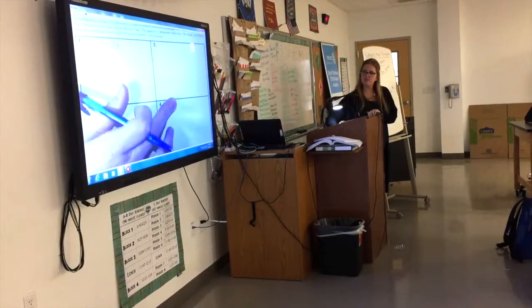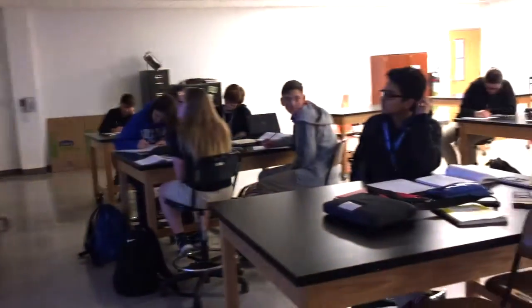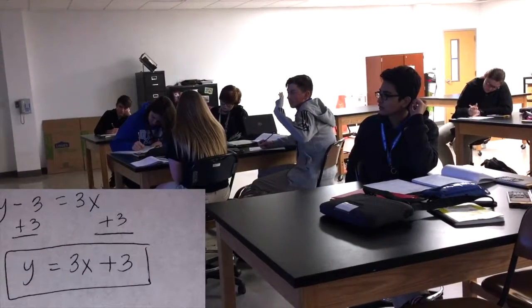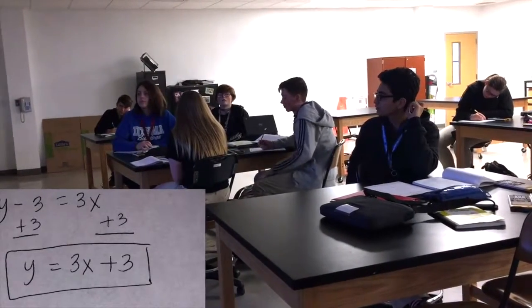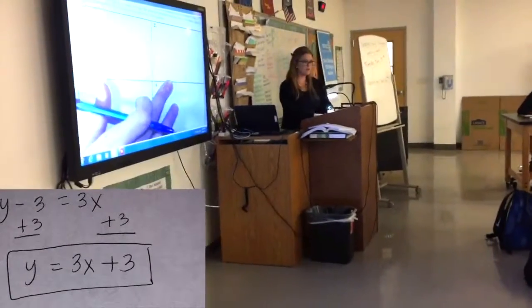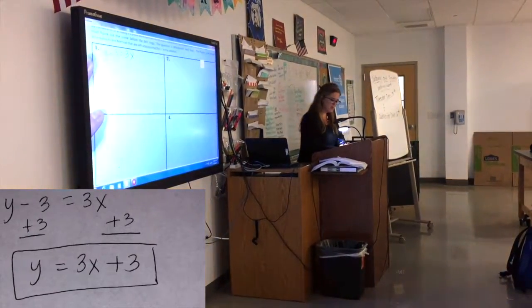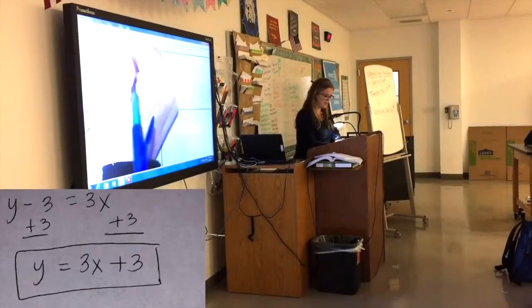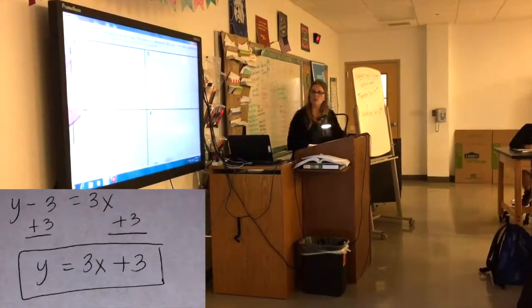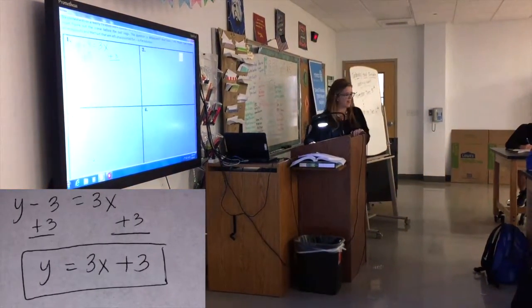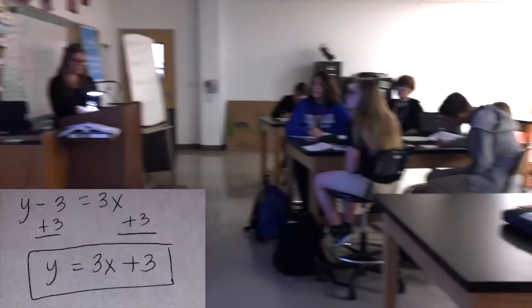George, what do we do first? We need to isolate the y. So how are we going to isolate the y? Add 3 to both sides, yes. So we go ahead and add 3 to both sides. So what do we have left when we add 3 to both sides? y equals 3x plus 3.